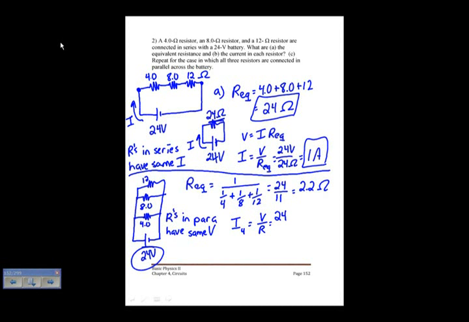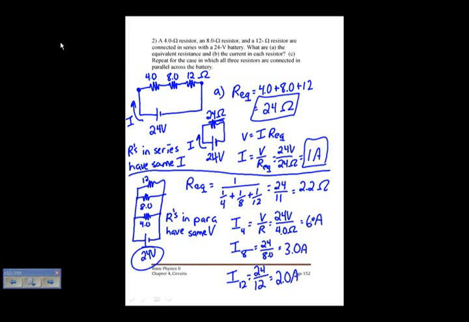That's going to be 24 volts over 4 ohms, which is going to be 6 amps. The current through the 8 ohm resistor is going to be 24 over 8, which is 3 amps. This should be 6.0 to keep proper sig figs. And then the current in the 12 ohm resistor will be 24 over 12, which is 2.0 amps. Alright, so those are the currents through each of them.